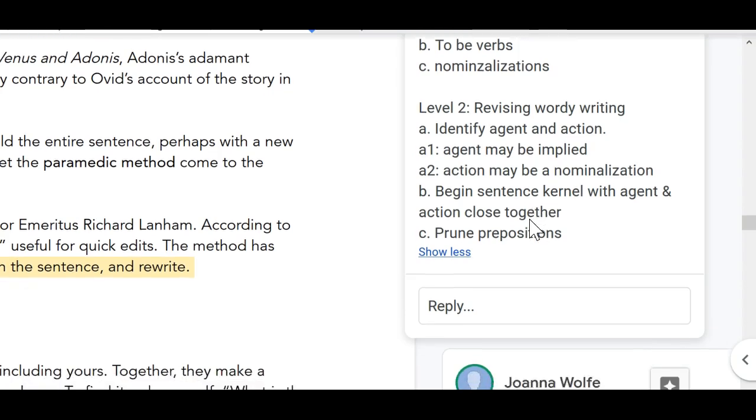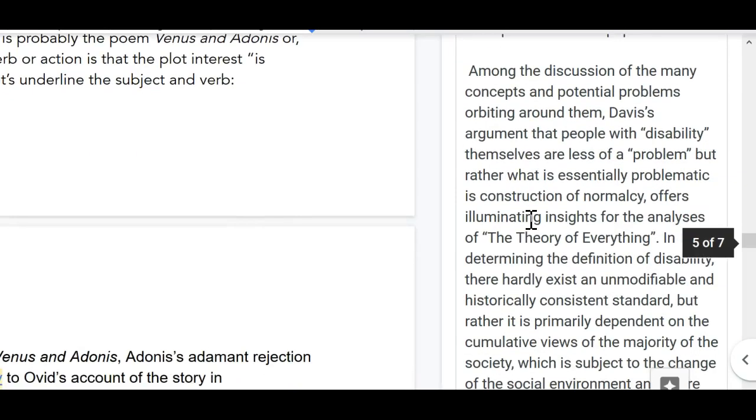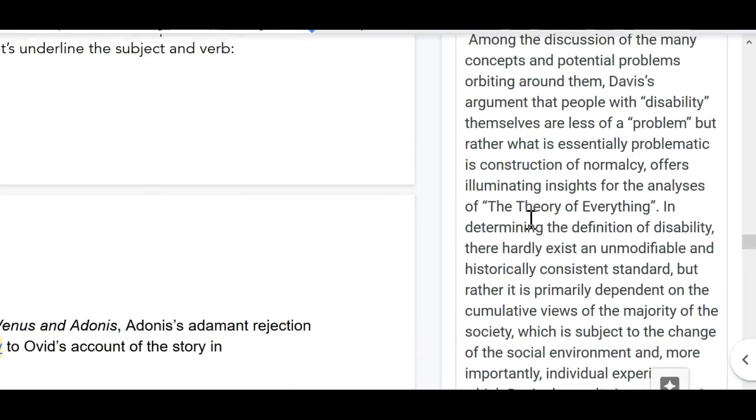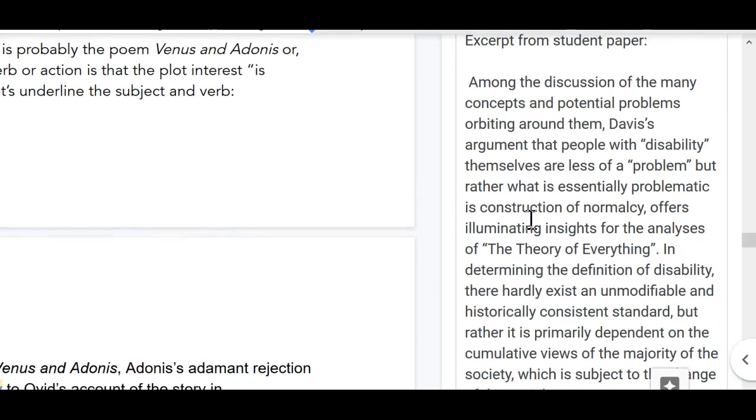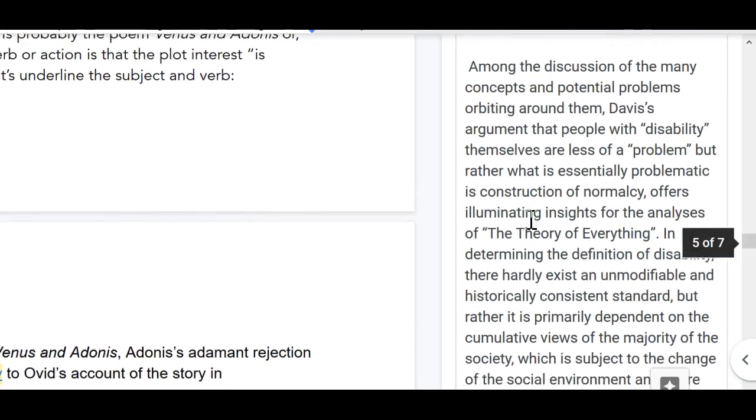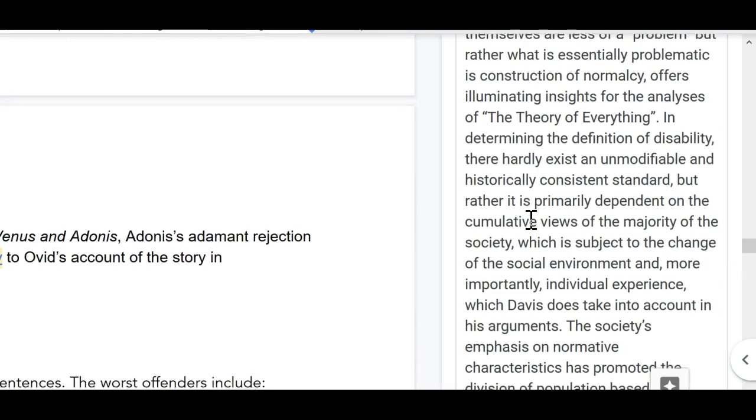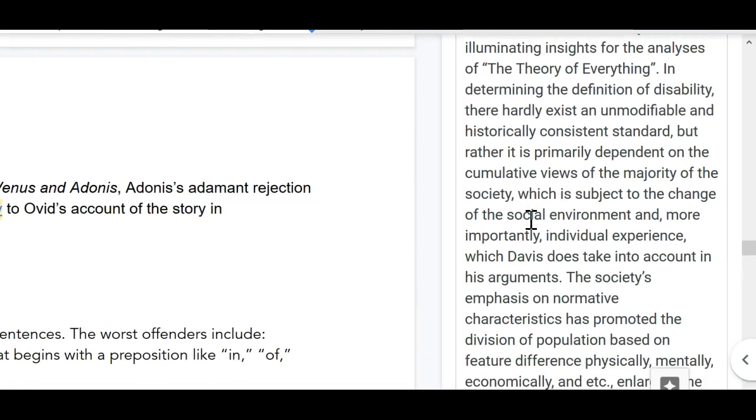Let me show you, if we look at this comment down here, this is an excerpt from a student paper. This was the one that was like, oh my God, we really need this handout. So I'm going to do the second sentence in here. In determining the definition of disability, there hardly exists an unmodifiable and historically consistent standard, but rather I'll let you finish reading that.